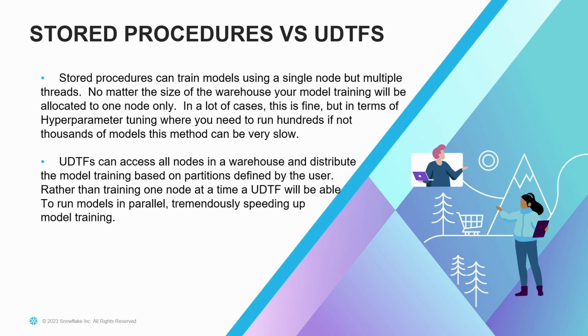Well, with user-defined table functions, you can actually access all the nodes on the warehouse and distribute that model training on partitions defined by that user. Now, there's tons of other cases where this is very, very useful. But in hyperparameter tuning, when I'm doing a grid search, I can actually run all of these models in parallel across the threads on the warehouse. So this tremendously speeds up model training.